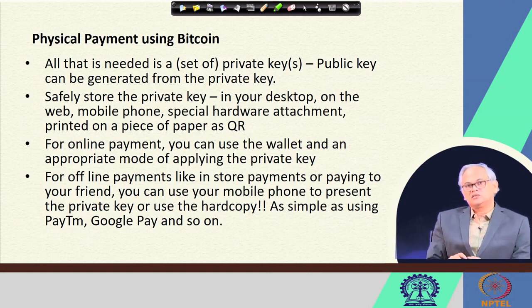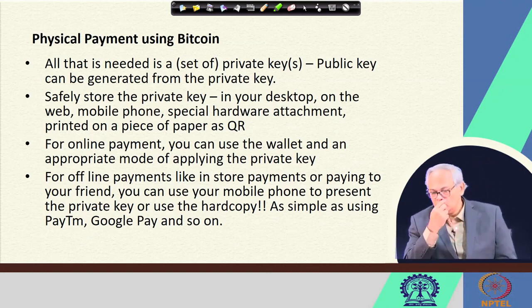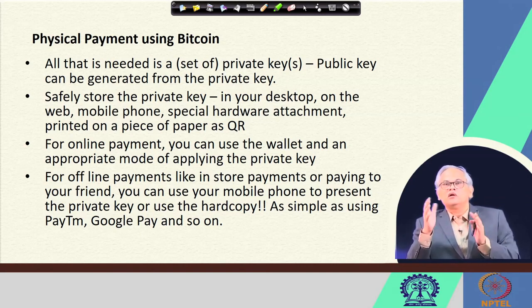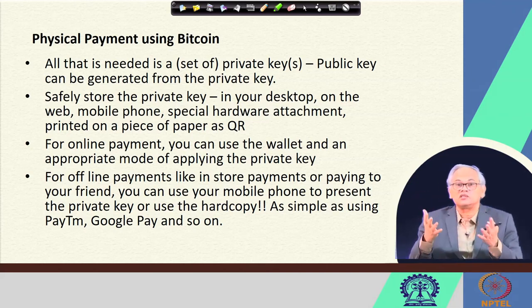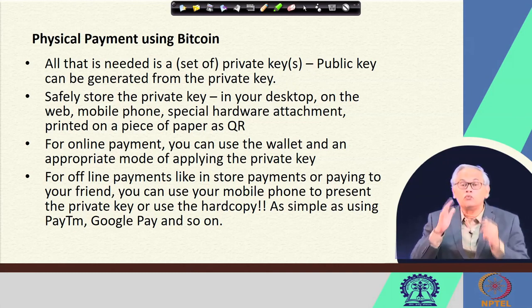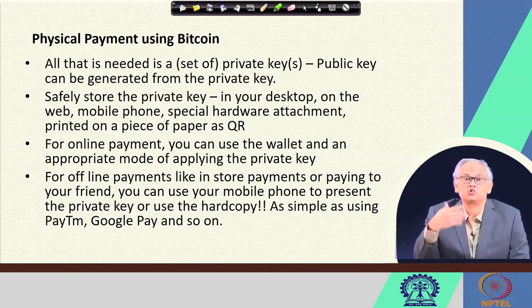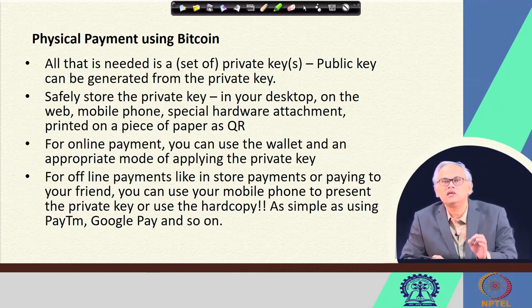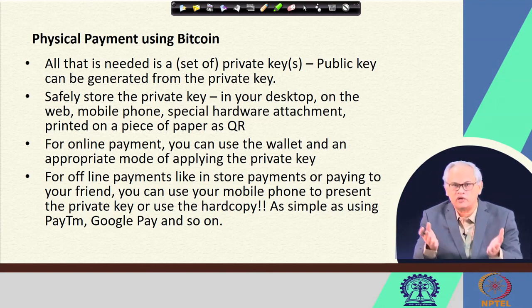Also, let us consider one more part. Suppose I own some bitcoins, and so far we have said as if we can only carry out transactions online and we get some service. We have not said what is that service that you get. So, Alice pays 50 bitcoins to Bob, and then why would Alice pay 50 bitcoins to Bob? Bob must have provided some service or sold something to Alice. So, how can you make the physical payment using Bitcoin? All that is needed is a private key or a set of private keys.